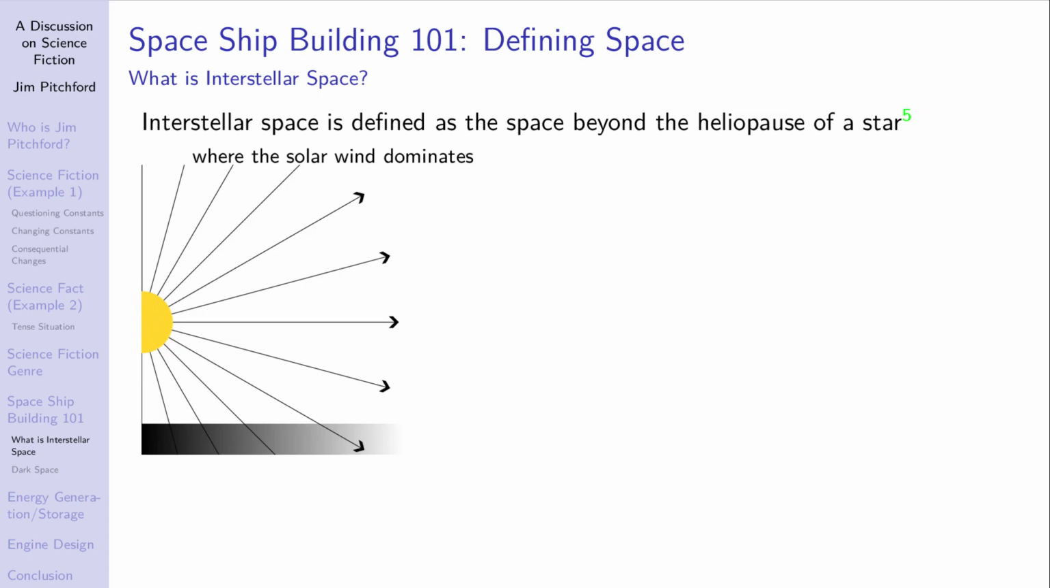Interstellar space is defined as the space beyond the heliopause of a star. How many of you know what the heliopause is? According to this definition, stellar space is where the solar wind dominates. The sun is constantly ejecting a bunch of charged particles, high energy but low density, pouring out in all directions. That's the solar wind. Where it's dominant would be stellar space by this definition.